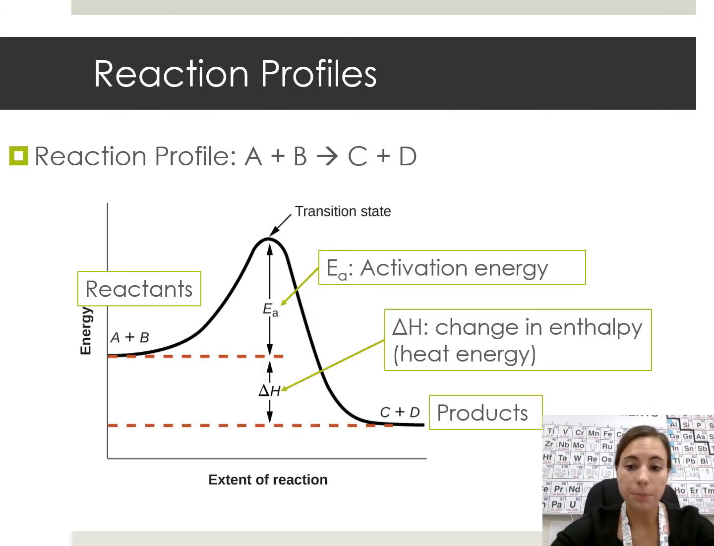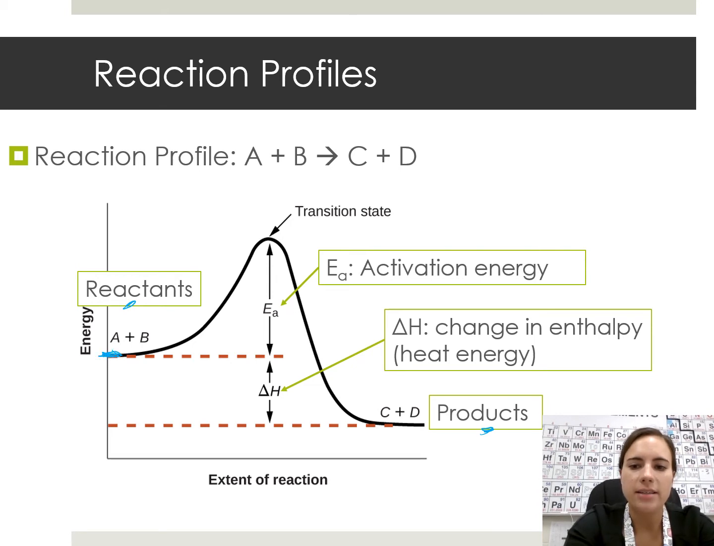So we can represent a reaction with what is called a reaction profile. And you've seen these before. We're going to work a lot more with them when we get to thermochemistry. But right now we just need to be able to read or interpret them. So we always have our reactants on the left-hand side and products on the right-hand side.